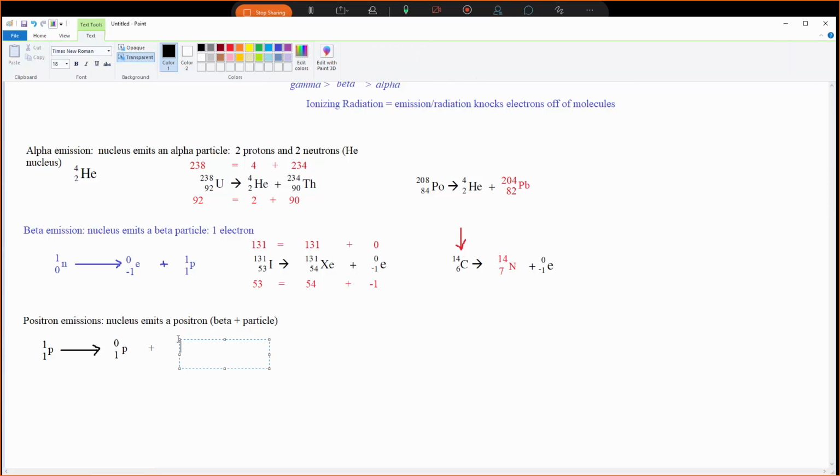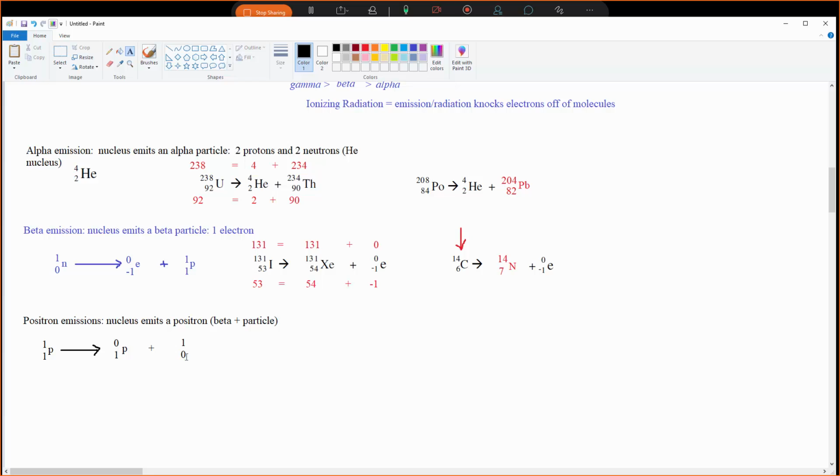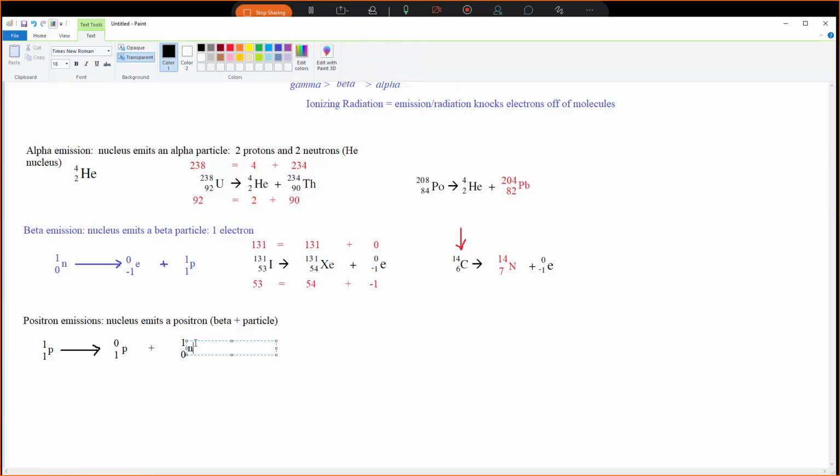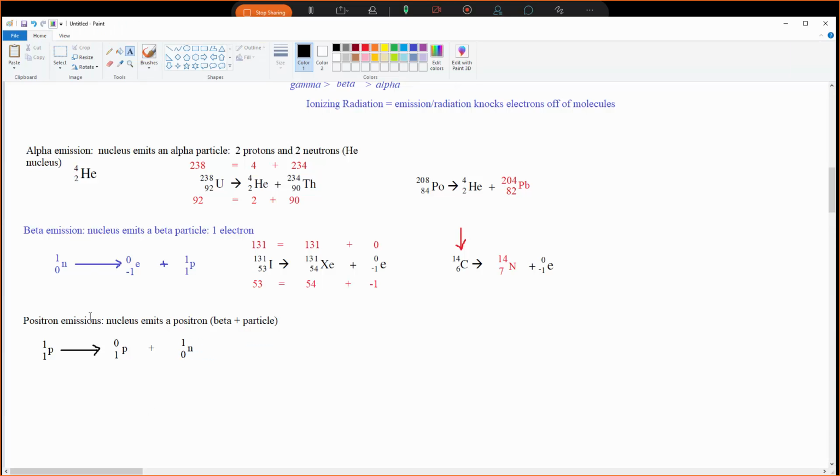The neutron. That's right. What remains is something with a mass of 1 on the top and a charge of 0 on the bottom, right? Because 1 equals 0 plus 1 and 1 equals 1 plus 0. And our particle with a mass of 1 but no charge is a neutron. So this is kind of the opposite of the beta emission, right?